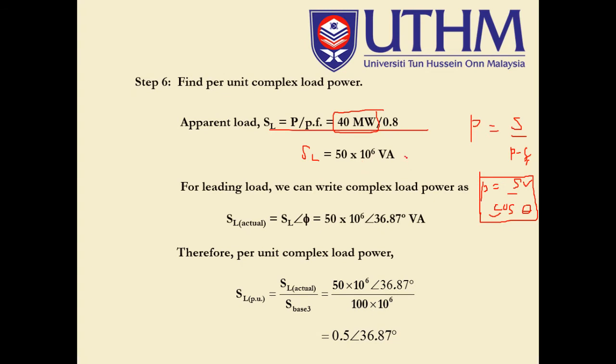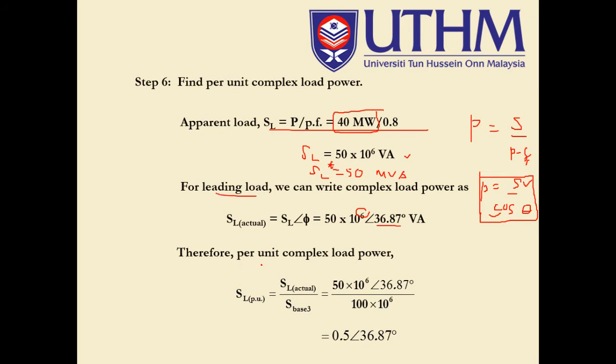All right, here. Okay, so maybe in short we can write like this: 50 MVA. So for leading load, we can write complex load power as SL actual, so SL angle theta, this is the symbol of theta. So this is equal to 50 multiplied by 10 to the power of 6. Okay, MVA. So this is positive angle due to the leading load.